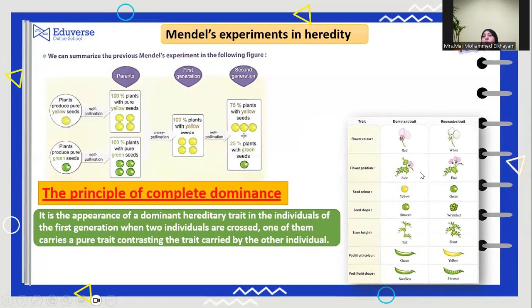According to this, you have to know which characteristics or traits are dominant and recessive in the pea plants. The red colored flower is dominant. The flower position, the side is dominant. Here, the seed color, the yellow is dominant. The smooth seed shape is dominant. The tall stem height is dominant. The green pod color is dominant, while the swollen pod shape is dominant, and the others are recessive for sure. Don't be confused between the color of the seed and the color of the pod. They are the opposite. Here, the dominant one is the yellow seeds.